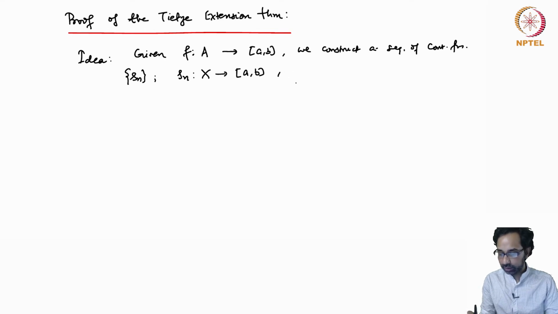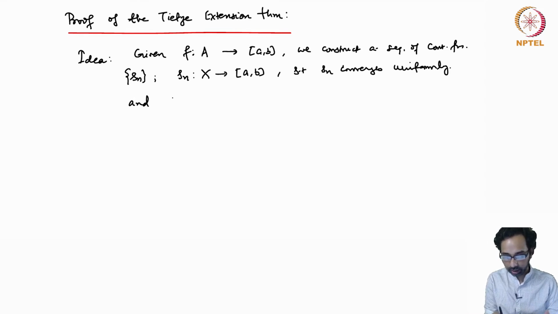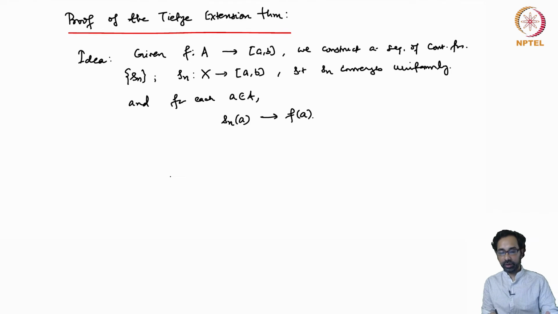And we will construct it in such a way that the sequence Sn converges uniformly. So the sequence converges uniformly, therefore the limit of this sequence is going to be continuous. And for each a in A, we have Sn(a) converging to f(a). And therefore, when you take the limit of these functions Sn and restrict it to the subset A, then it coincides with f. So this is what we want to show.